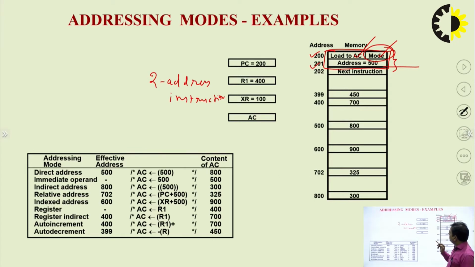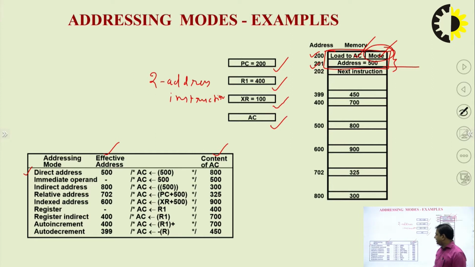Apart from this, more information is given: the value of the program counter at this time is 200. An additional register is given with value 400, the index register is given with value 100, and the accumulator. The different locations and the content at those locations are also given. As per this problem, we have to calculate the effective address and the content in different addressing modes.